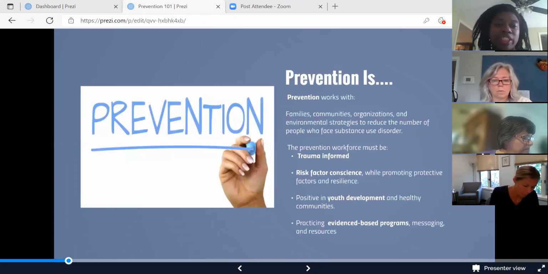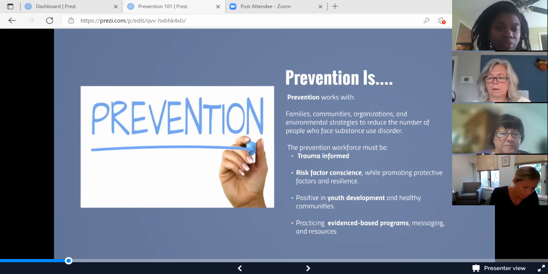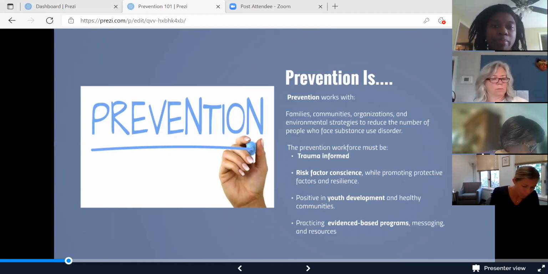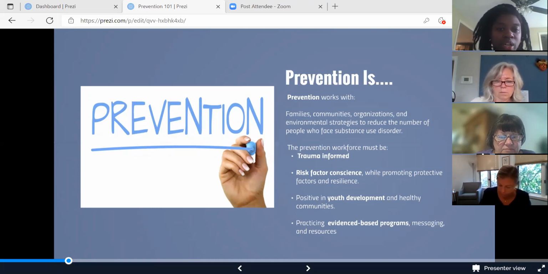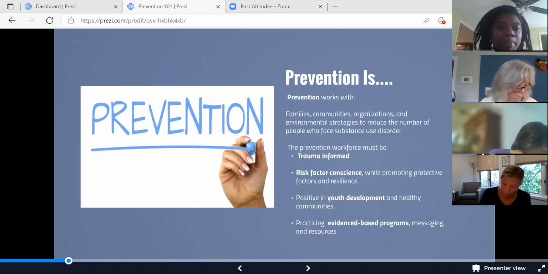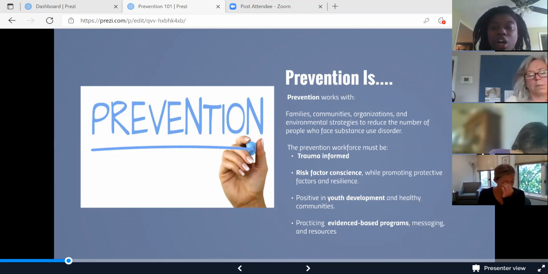Touching on more about what prevention is, we work with a wide array of groups in order to reduce the number of people who may experience substance use and misuse. So it is important that our developing workforce is able to understand the traumas that the communities we work with may be experiencing and how this may lead to risk factors of substance use. We want to practice and promote evidence-based programs and resources which are going to be beneficial to our partner communities, as well as increase positive youth development and the promotion of healthy communities.